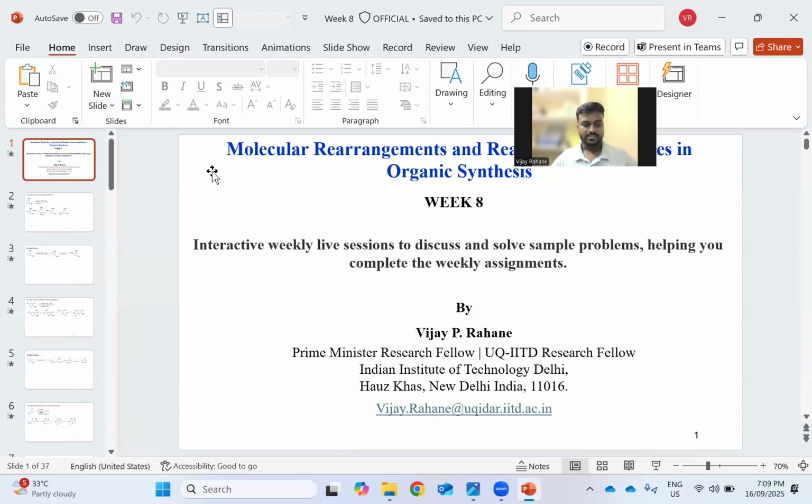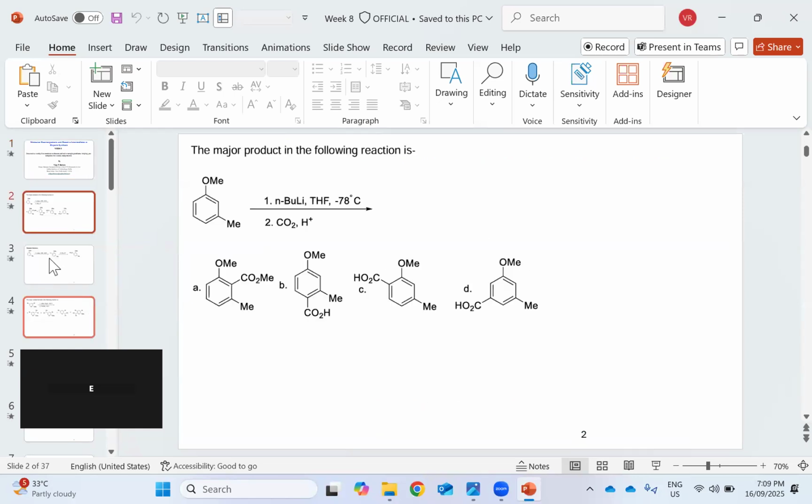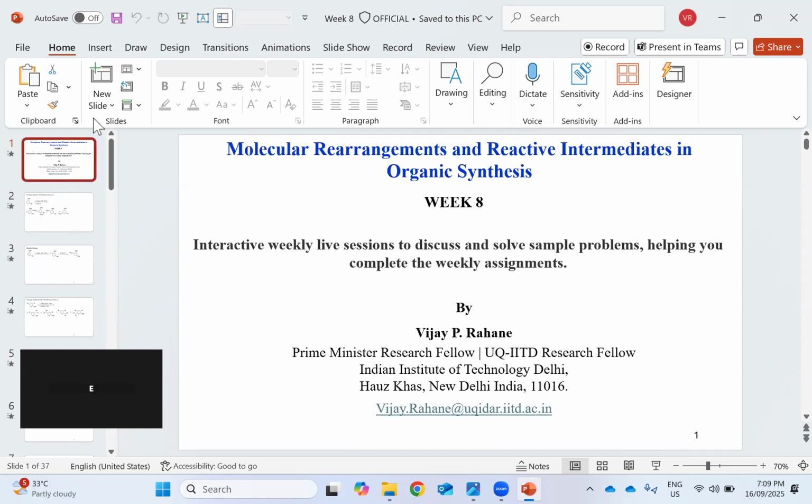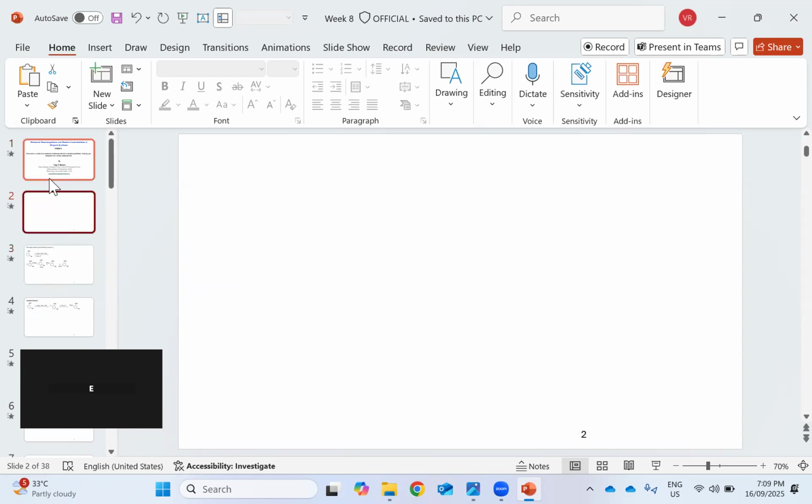All right, so we'll start our session. Today we are here to solve some of the assignment questions based on our course, molecular rearrangement and reactive intermediates in organic synthesis, and this is our eighth session. In this one, we are going to solve some of the problems. Before moving to the problems, if anyone has any doubts, we can take those, and then we'll move toward the sample problems from the assignment of the eighth week of the course.